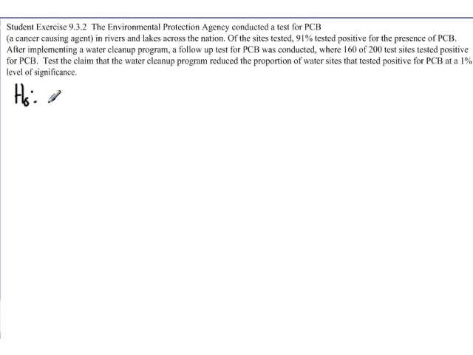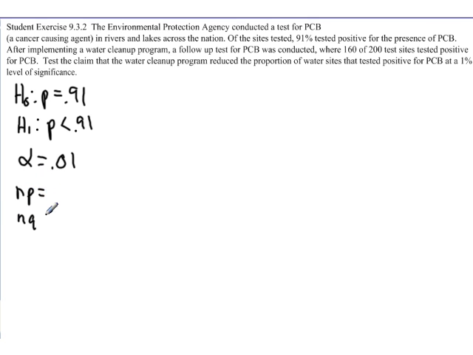So, the null hypothesis is that the proportion is equal to 91%, 0.91. The alternative is that the proportion is less than 0.91, in other words, that the water cleanup program worked. So we have a level of significance equal to 0.01, and to test the hypothesis we have to verify that np and nq are both bigger than or equal to 5, so we can use the normal model.